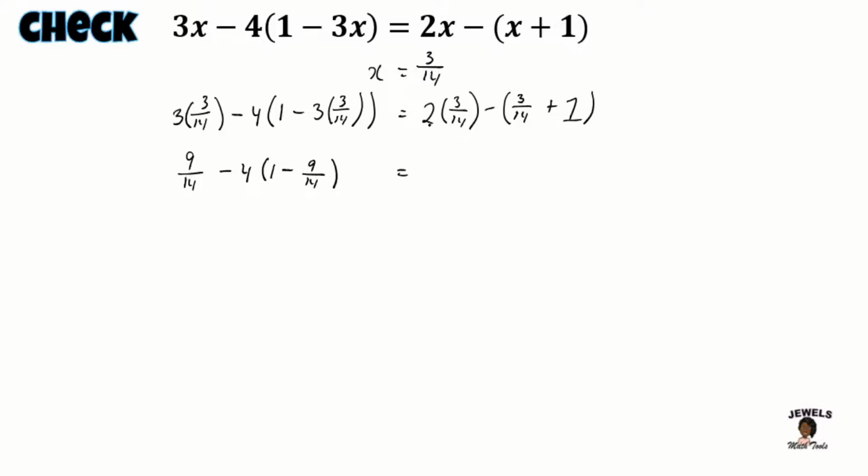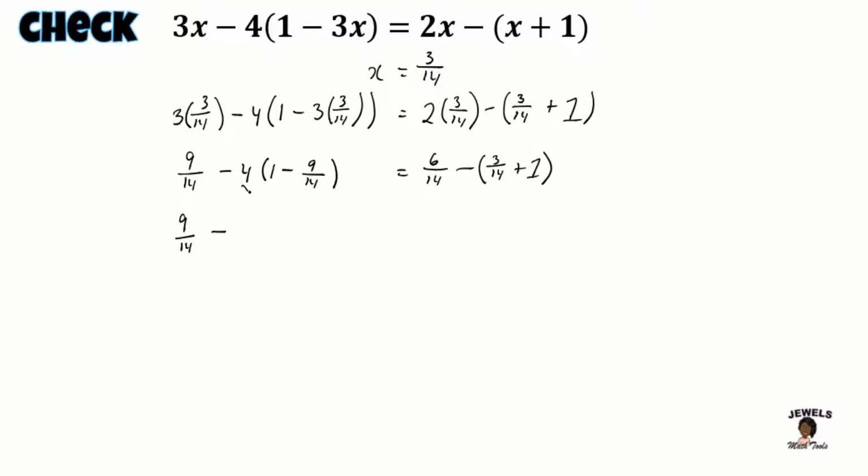And on our right hand side, 2 times 3 is going to give us 6/14. Minus, and my 3/14 is already simplified, so I'm just going to put that back, and then we're going to come back and just simplify all of our parentheses in the same step. Okay, so now let's apply our distributive property. So I'm putting back my 9/14. We're not going to be doing anything with that.